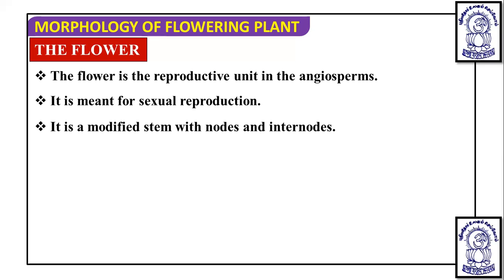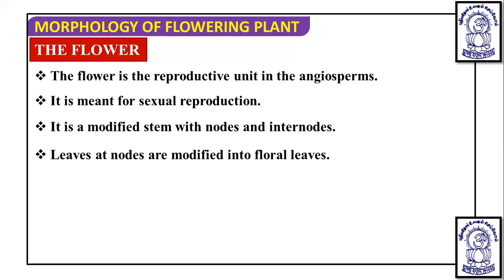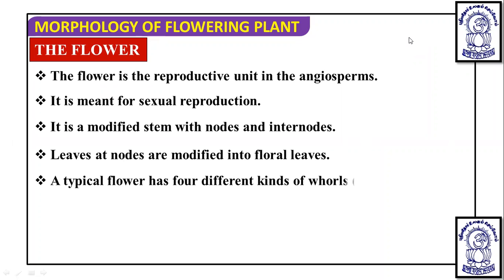In the previous lecture also we studied that the stem gets modified and forms a flower. So it is a modified stem with nodes and internodes, and the leaves at each node are modified into floral leaves. A typical flower has four different kinds of whorls, and each whorl is nothing but a group of four different types of floral leaves.